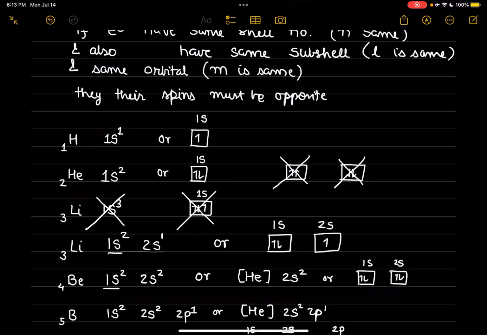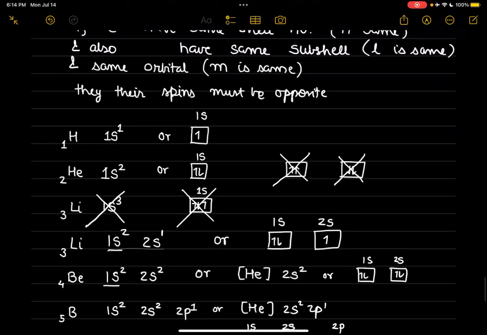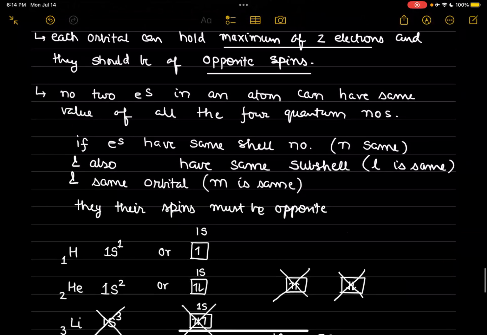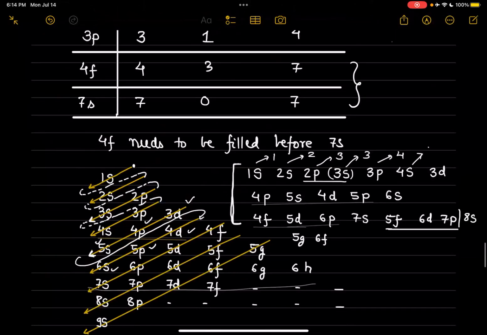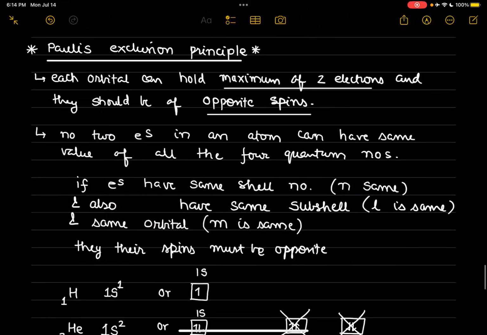We will put in 1s. Helium has 2 electrons, and I'm going to put them in 1s only, because each orbital can hold a maximum of 2 electrons, and they should be of opposite spins. This is Pauli's exclusion principle, which we had discussed in the last class.